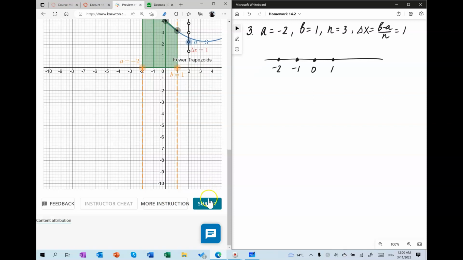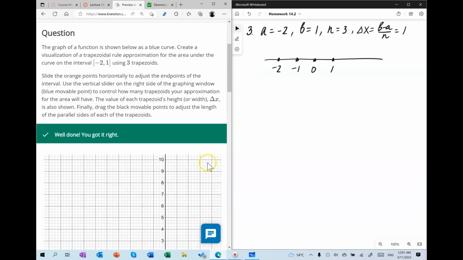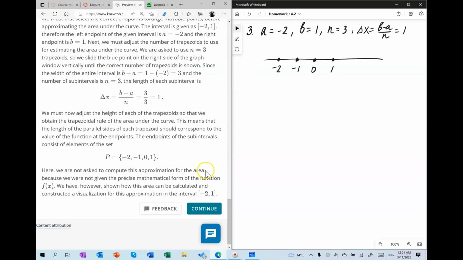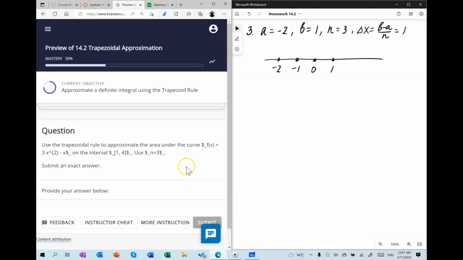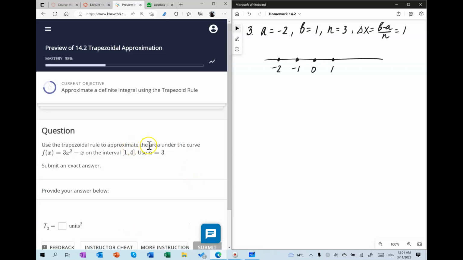And that looks good. Let's go to the next problem.